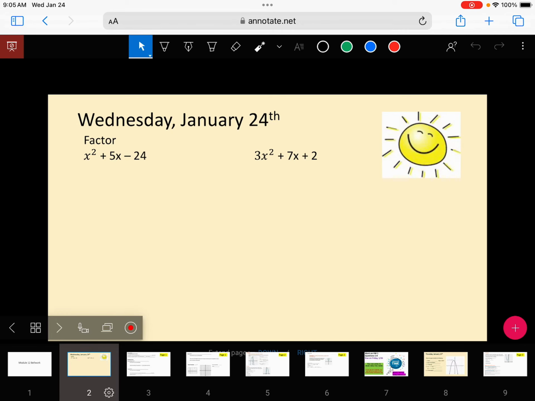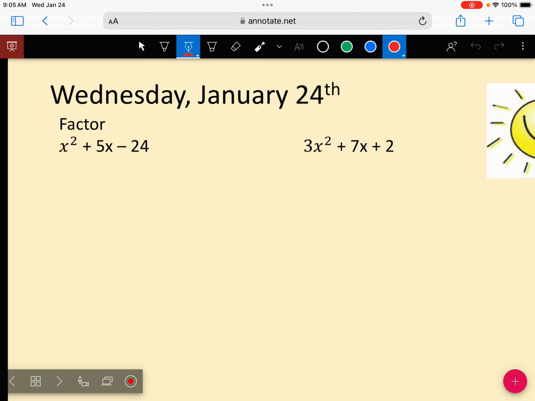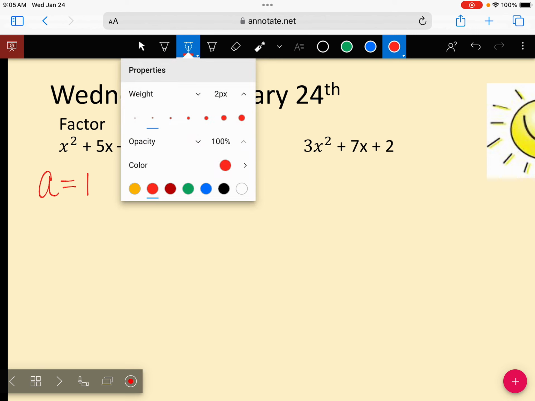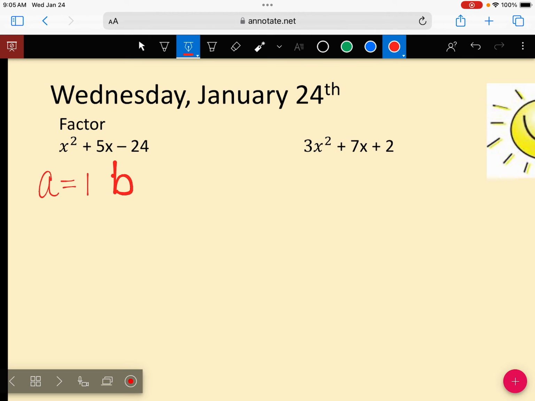All right, so we know that in this example, what is A? A is 1, good. What's B? B is 5. Hold on, let me start over. Okay. So A is 1, B is 5, C is negative 24.